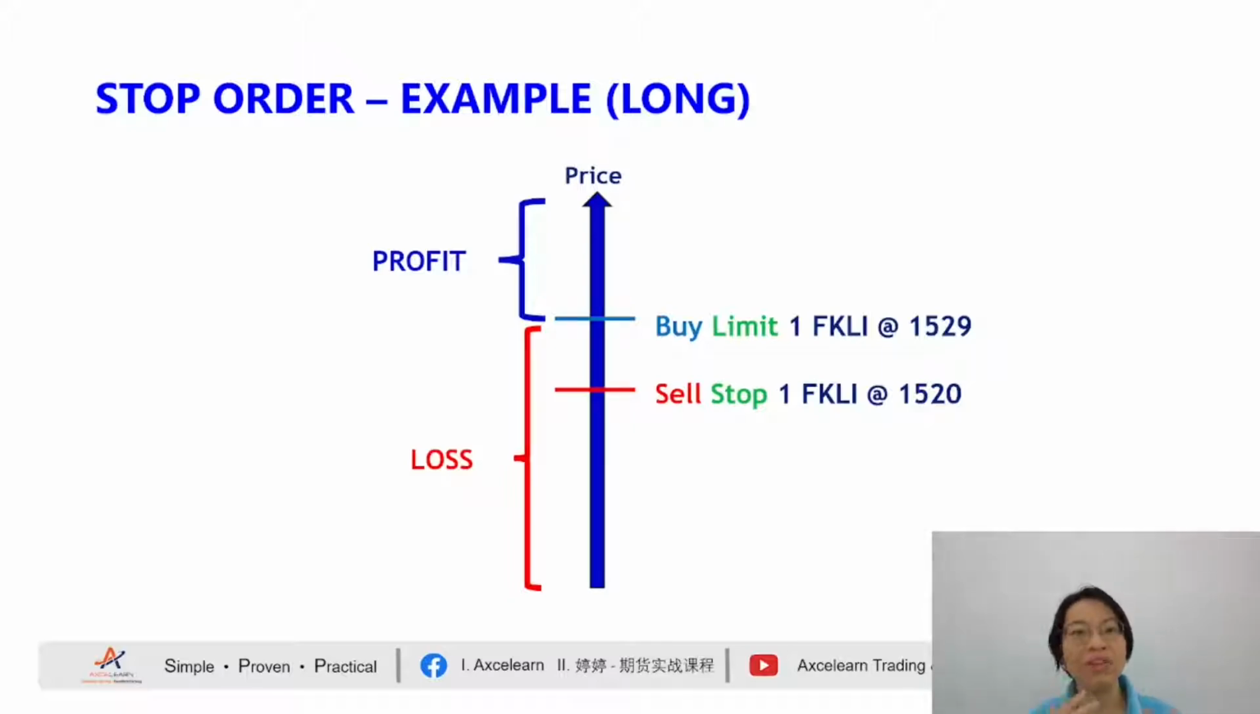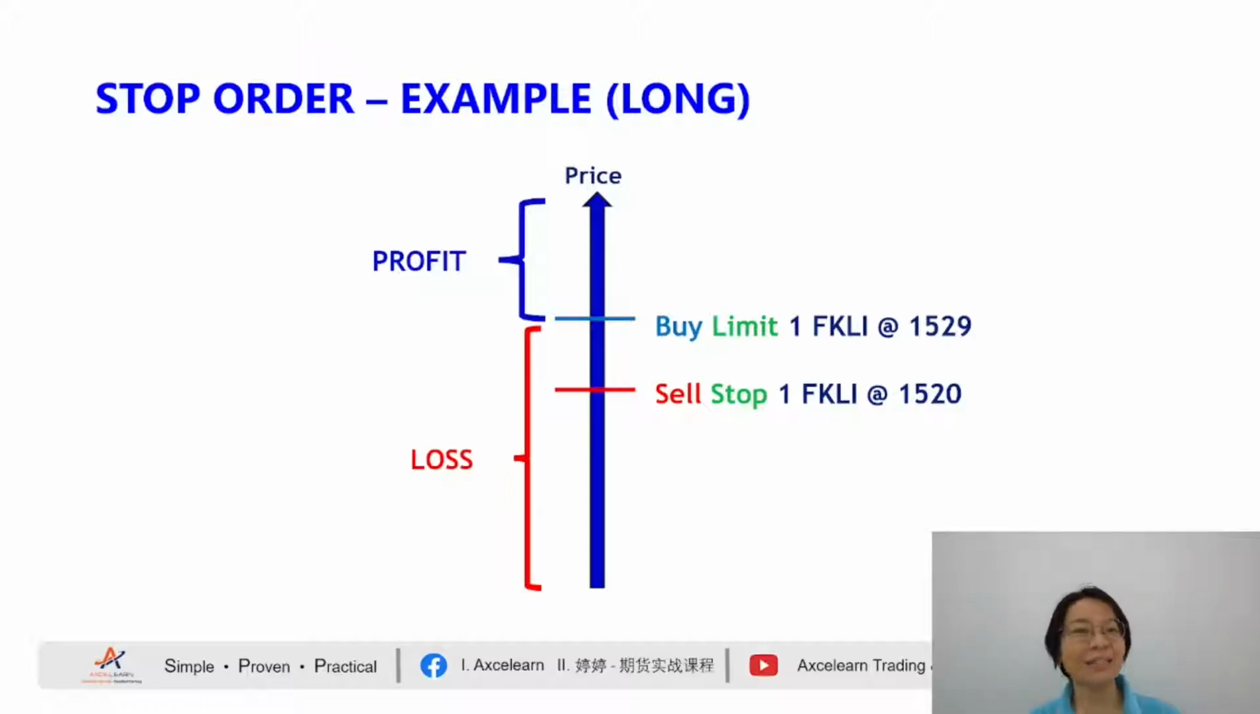So for example, if each point is 50 ringgit Malaysia, 9 times 50 means technically you're going to limit your loss to 450 ringgit Malaysia. So this is the whole concept of cutting your loss. Clear? I believe the explanation with this XY axis is easy for you to understand.